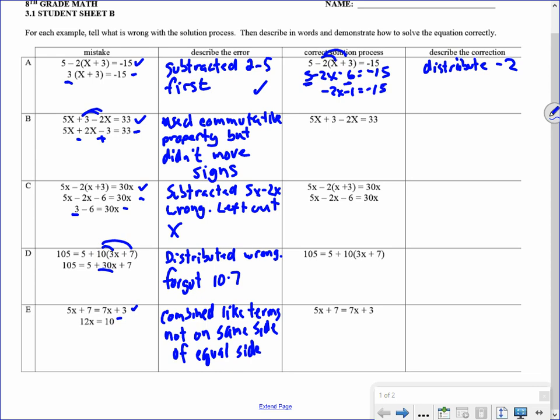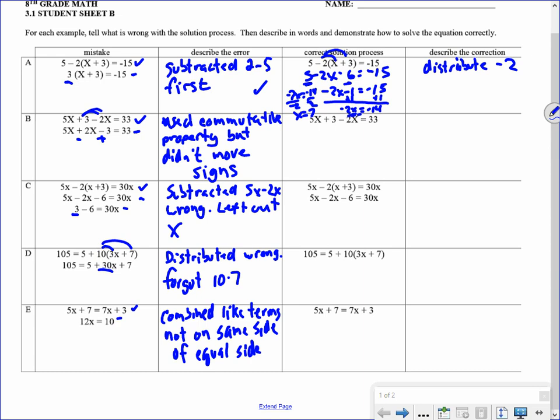And then to get -2x by itself, what do we got to do? Add 1 to both sides. And you get -2x equals -14. And then if I divide by -2, we're going to kind of, I don't have enough room here. Divide by -2, x is what? 7 is our answer.